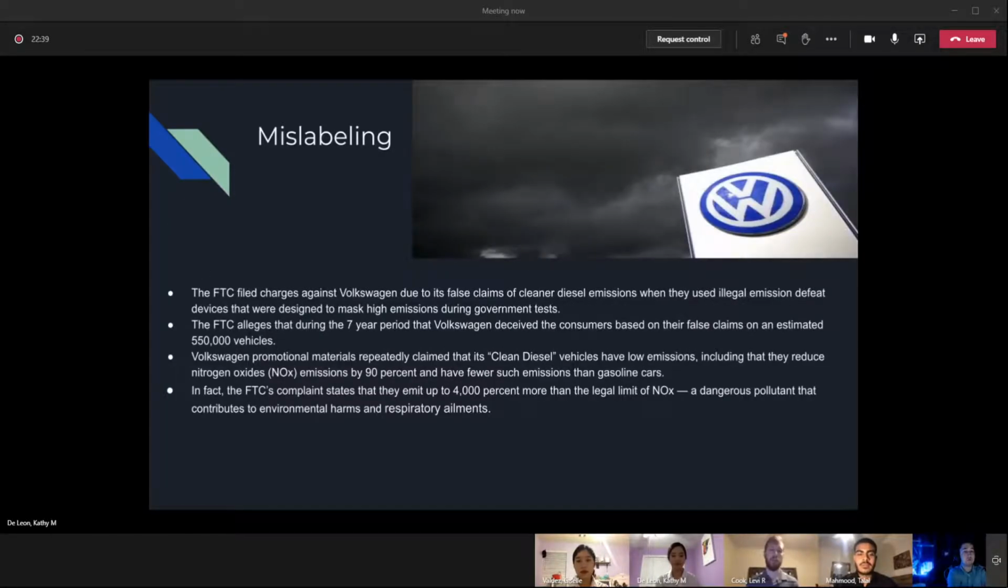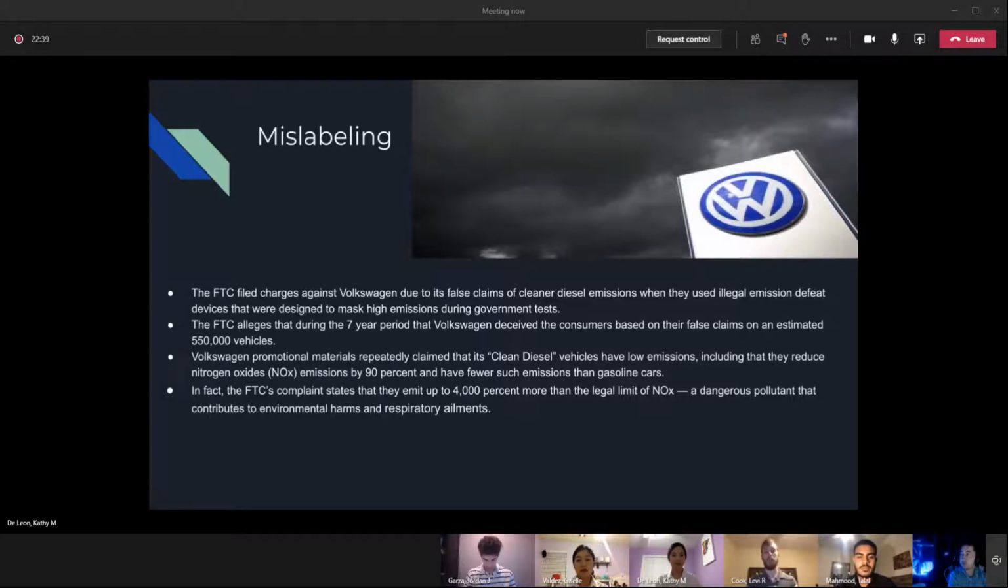So in January 2016, the Department of Justice started a lawsuit against Volkswagen on behalf of the EPA. The FTC ended up filing against Volkswagen due to its false claims of cleaner diesel emissions, when they used an illegal emissions product to defeat devices that were designed to mask the high emissions during government tests.